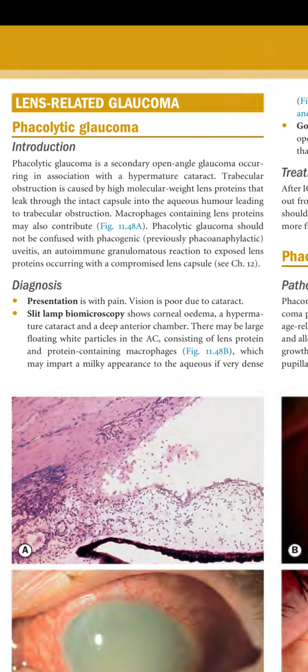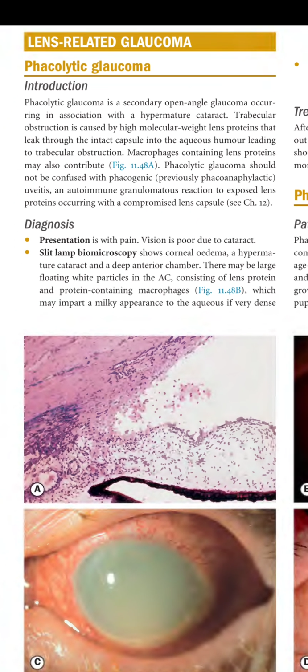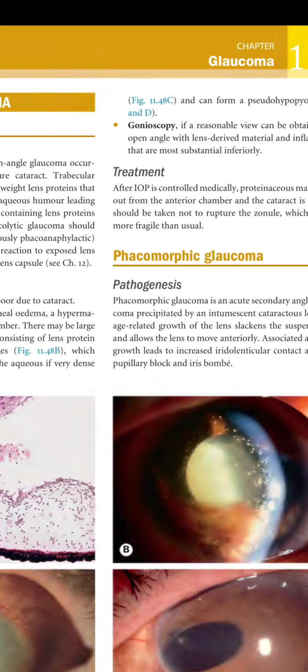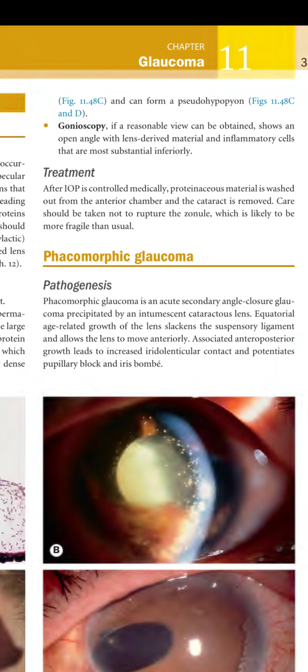So in this case, you can see that there is an open angle, the AC will be deep, there will be the hypermature cataract, and there will be the corneal edema. There may be large floating white particles in the AC consisting of lens protein and protein-containing macrophages. And there can be the aqueous flare and the white particles in the AC, which may impart a milky appearance to the aqueous if very dense and can form a pseudo-hypopyon.